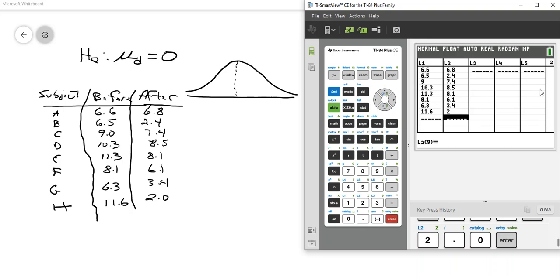Okay, let's double check these. So we should have pairs. This is paired data, and they all should match up. They got to be in the right pairs because each subject has a before and after, and we're going to subtract those and look at the differences. Our null hypothesis up here is that the mean of the differences between the before and after scores is zero.